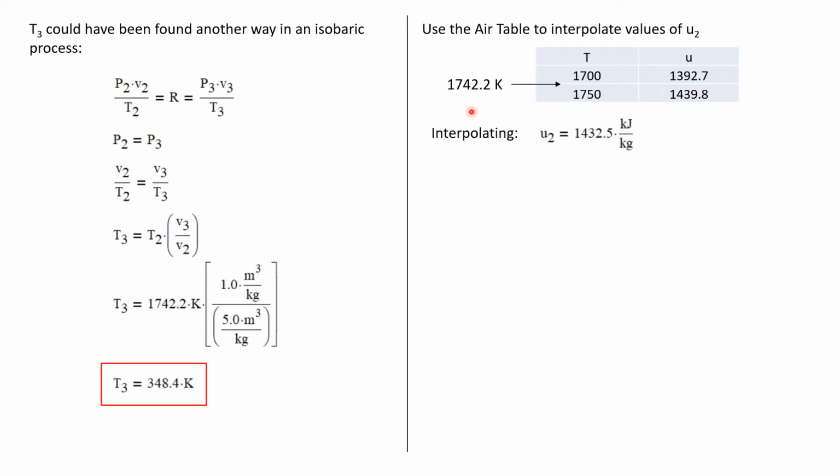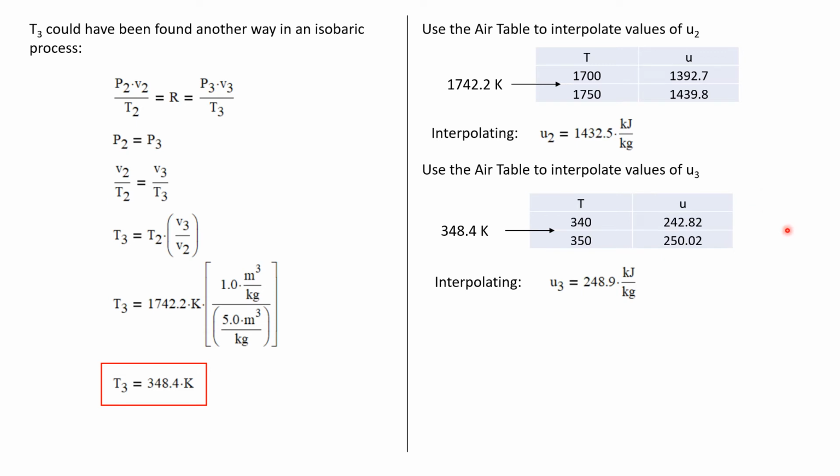Now that we have the temperature, we can go into the air tables and get a value for internal energy. But of course, we don't have a value for 1742.2 K in the air tables. It's somewhere between 1700 and 1750 K. So we're going to interpolate, and I'm not going to show the details of the interpolation process here as I have in the past. I'll simply show you the result. U2 is 1432.5 kilojoules per kilogram.